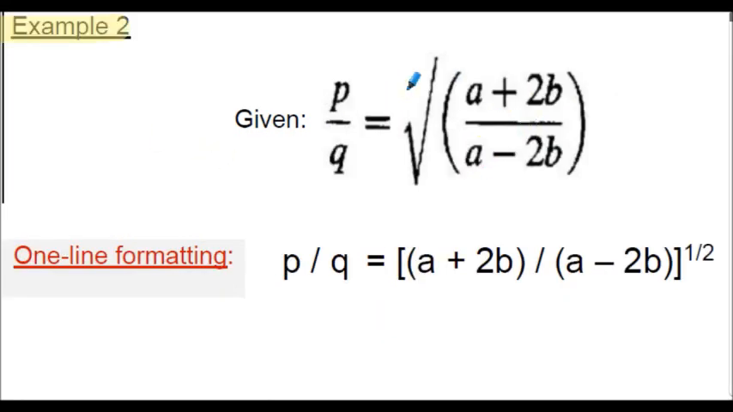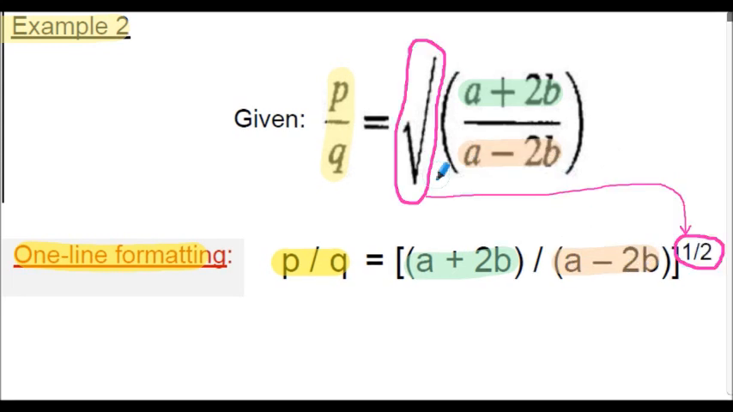Example 2, again we're given a formula this time. On the left hand side we have p divided by q. That's equal to the expression on the right hand side, and again using our one line formatting, we can write the left hand side as p divided by q, and using the half notation for square root, we can now state the numerator shown here and the denominator shown here in terms of these brackets. So just note for reference that this square root symbol can be written in terms of the index of a half.